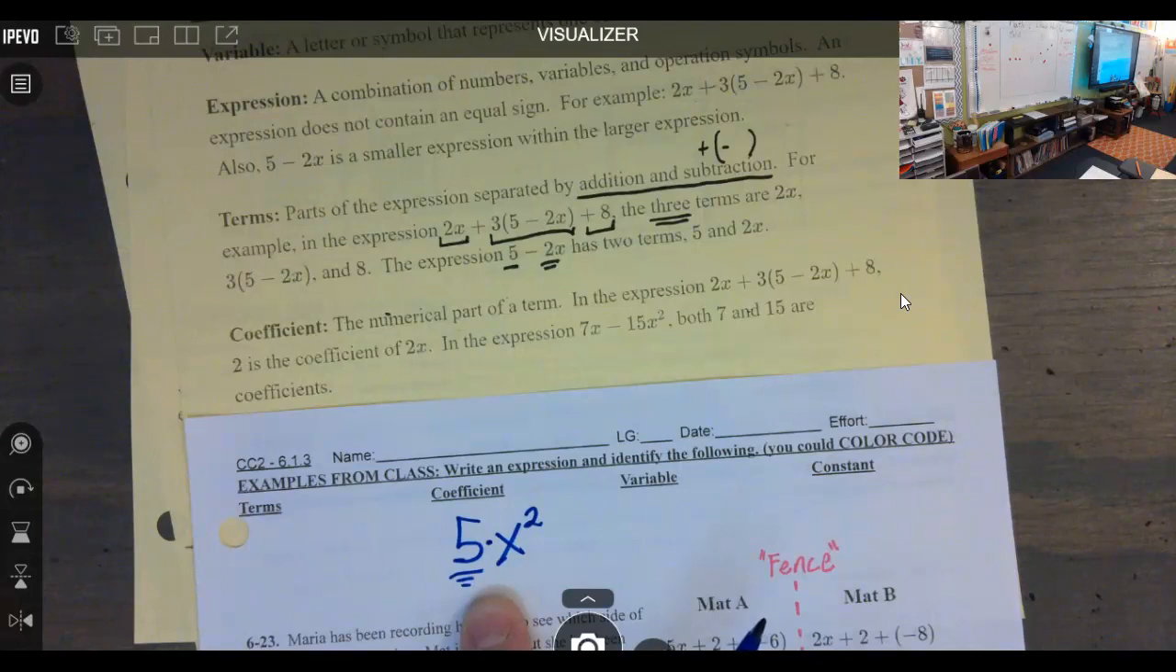You even looking at your notes right now? Because I don't know why we have deodorant out. It's math class.